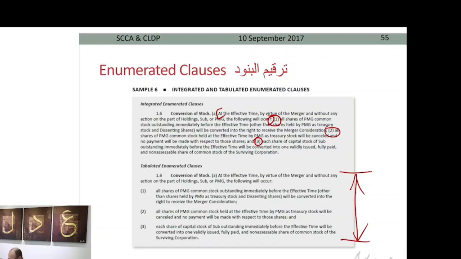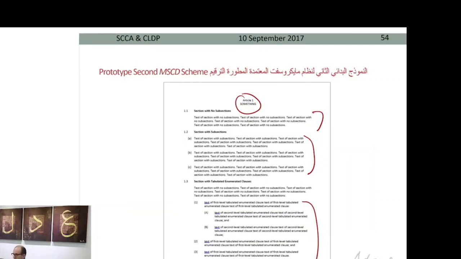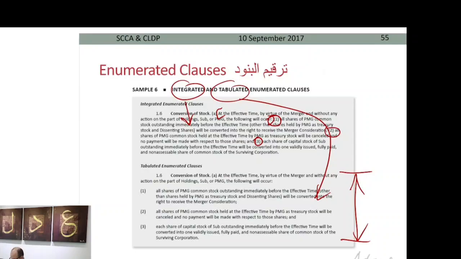So these are all enumerated clauses, but these are integrated. This is the integrated version, and this is the tabulated version. It's just a way of helping to make prose easier to read. It's not a matter of what I prefer, because it's a matter of how long is the text. Is the text long enough that breaking it up would make it easier to read? I think this sentence is long enough that tabulating it makes it easier to read.